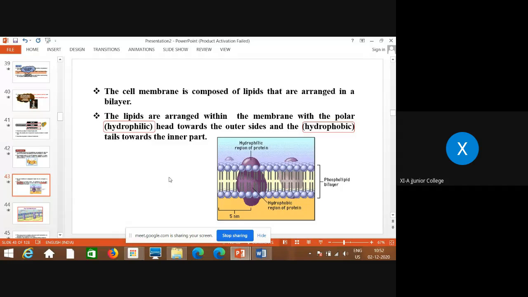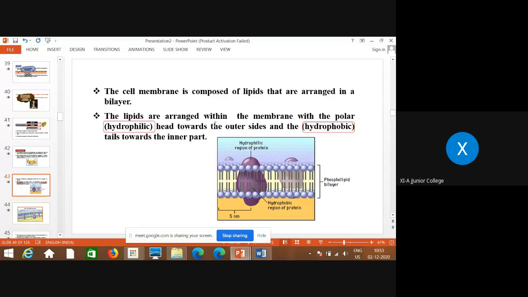Okay. So the basic important point about the cell membrane you need to remember is that it is composed of lipids arranged in two layers. Bi means two layers. So you can see in the diagram, this is one layer of lipid and this is the other layer of lipid. This rounded, spherical structure is called the head, and this filamentous structure is called the tail, right? So you can see the lipid arrangement in the cell membrane, whether it is a prokaryotic or eukaryotic cell.